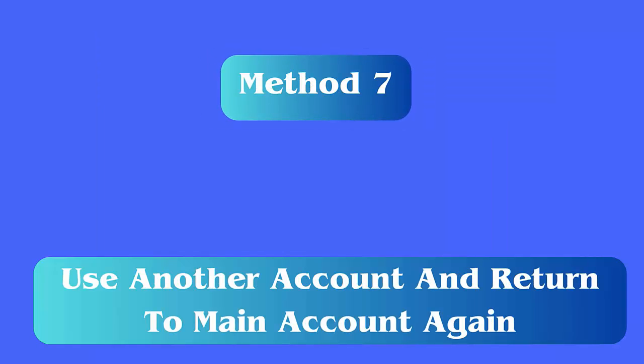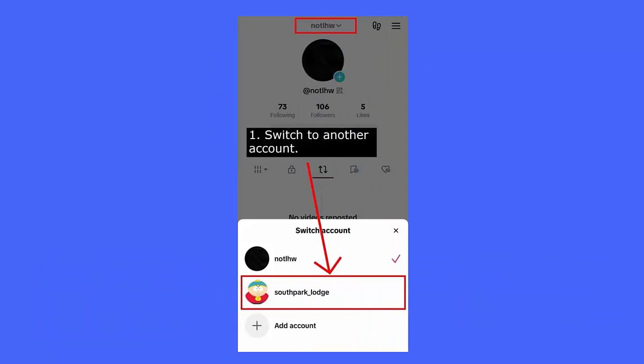Method 7. Use another account and return to the main account again. Follow the steps. First, launch TikTok, click on Profile. Now, click on Username, switch to another account. Next, click on the plus icon to use photo mode. Here, choose a few photos and post a slideshow as private. After that, force stop the app. Finally, switch to your main account again and then try to use the photo swipe feature.